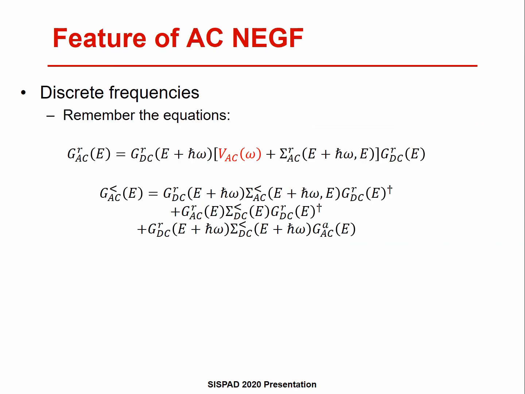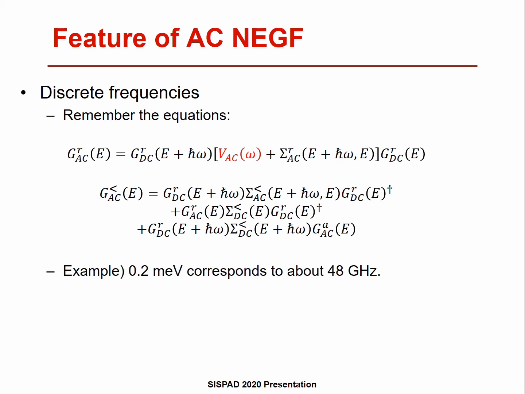It is noted that the AC responses can be calculated only at discrete frequencies. Remember that following the equations for the AC Green's functions, we need quantities at E and E plus half omega. Therefore, the minimum non-zero frequency available in the AC NEGF simulation is determined by the energy spacing adopted in the DC NEGF simulation.